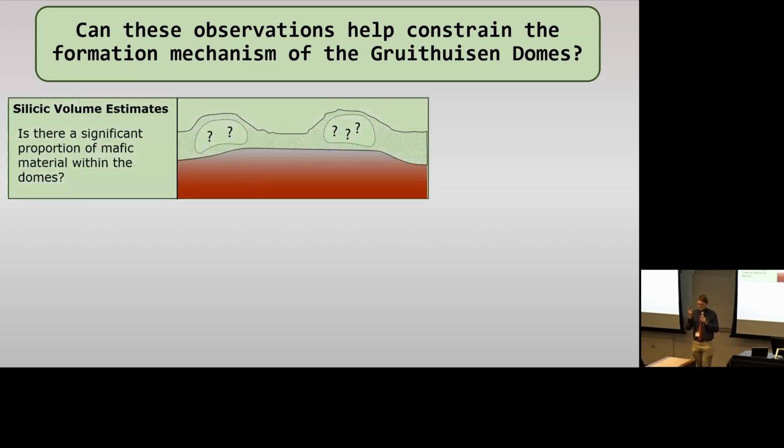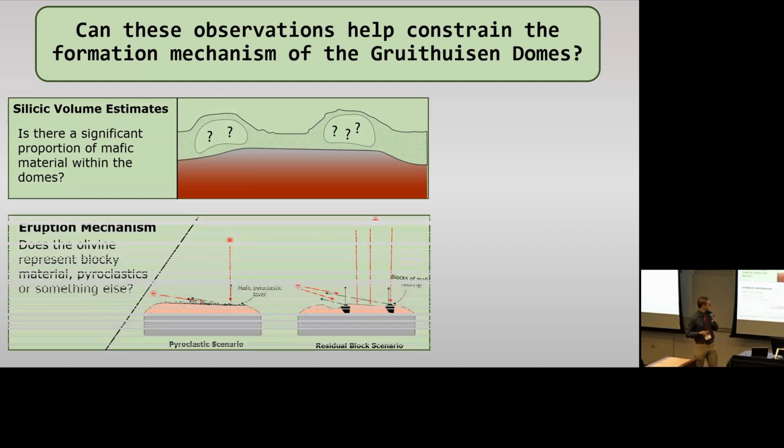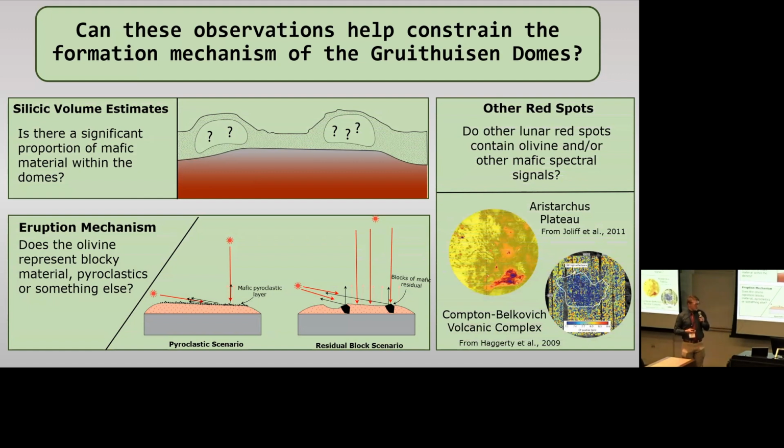And I think the answer is yes, in three very specific ways. The first is that I think this can improve silicic volume estimations, because current estimations assume that the entire domes are silicic material, but if there's a significant amount of mafic material, this could reduce the volume estimations, making things like silicate liquid immiscibility a little more plausible. The next is we could try to figure out the eruption mechanism, because if we can figure out this geometry problem that we're looking at, we can maybe see if this mafic material is pyroclastic or blocky material or something else entirely. And then lastly, we can go and look at other red spots on the moon and see if this mafic material is unique to the domes or if it's a more widespread phenomenon.